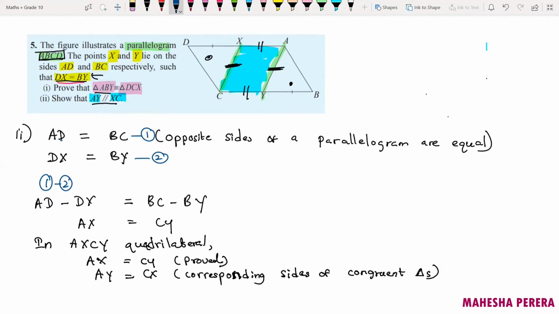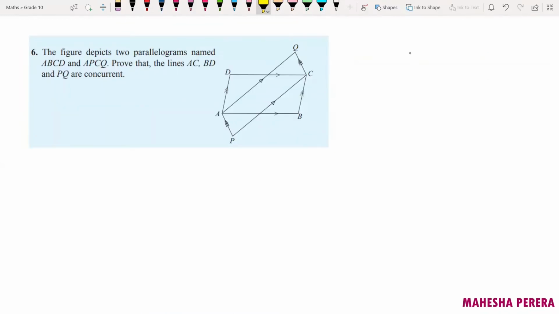So we can say AXCY is a parallelogram, and therefore we can say that AY is parallel to XC. So that's our answer. In the next question, it says this figure shows two parallelograms. Can you see the two parallelograms? There are two parallelograms named ABCD and APCQ.